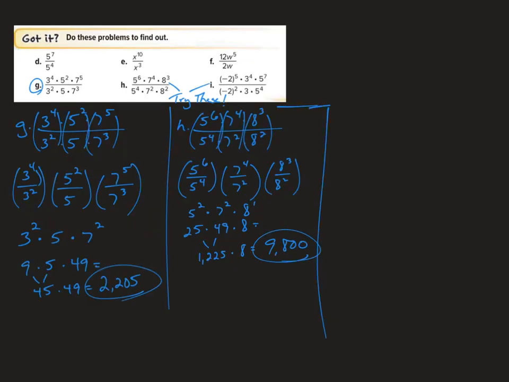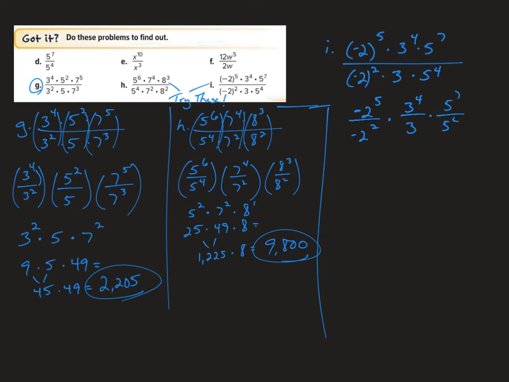And for our last example here, problem I, we've got negative 2 to the 5th times 3 to the 4th times 5 to the 7th over negative 2 squared times 3 times 5 to the 4th. Again, I group by like bases, and that gives me negative 2 to the 5th over negative 2 squared times 3 to the 4th over 3 times 5 to the 7 over 5 to the 4th.